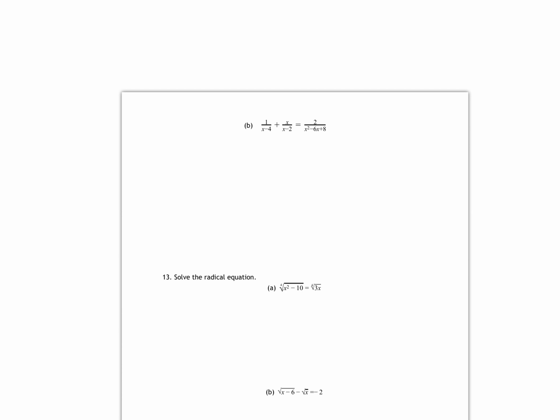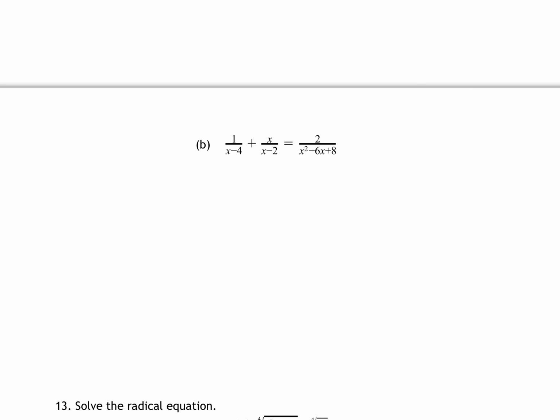Okay, another example here. We have polynomials, so the first thing we want to do is factor what we can, see if that helps our LCD. This factors into x minus 4, x minus 2, which definitely helps. I'm going to multiply all of this by x minus 4, x minus 2.